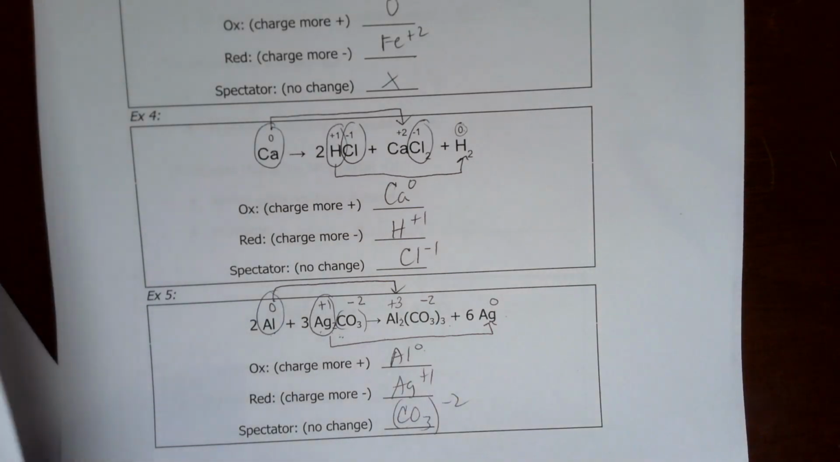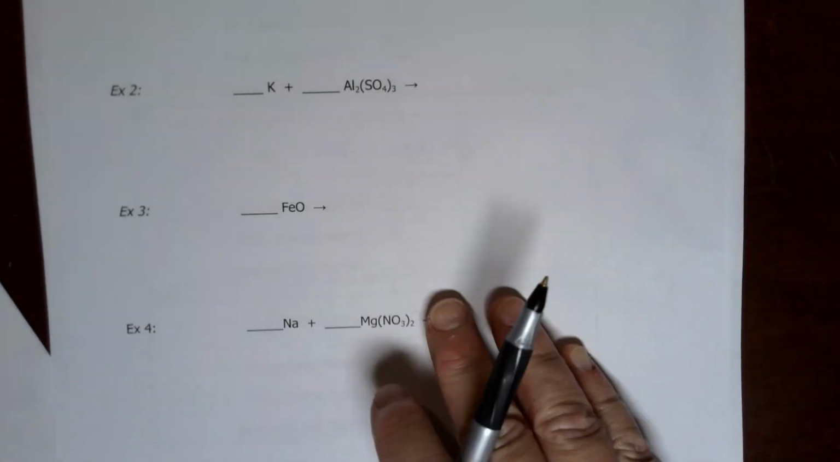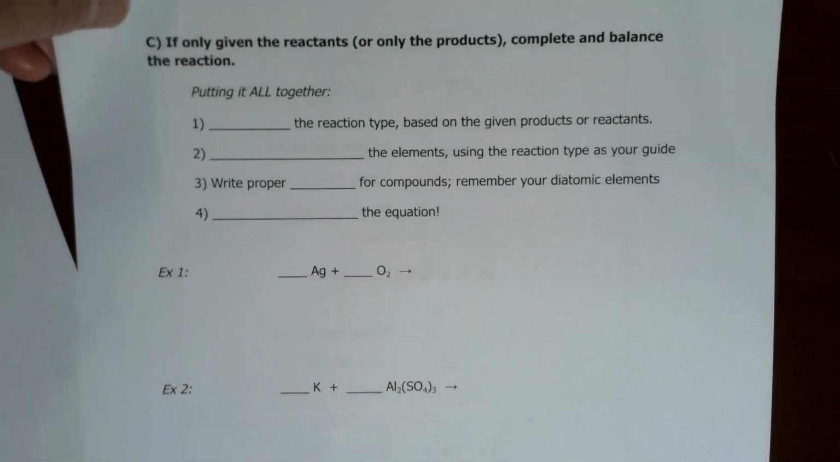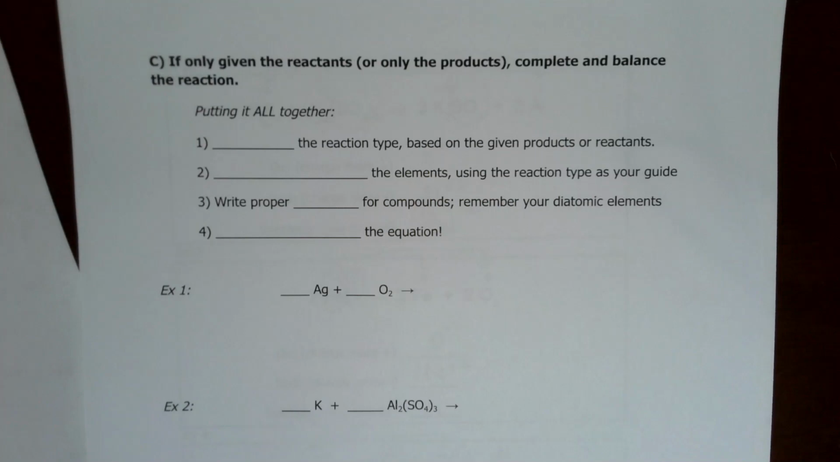Okay. Now, let's take a look here. One of the things that you can do with all these skills is use these skills to help you predict products of a reaction. So in this case, I've given you mostly just reactants, and I'll ask you to complete or predict the products and then balance the reaction.